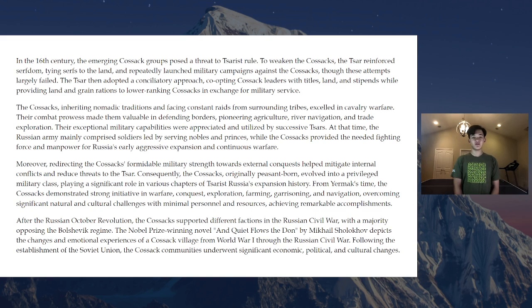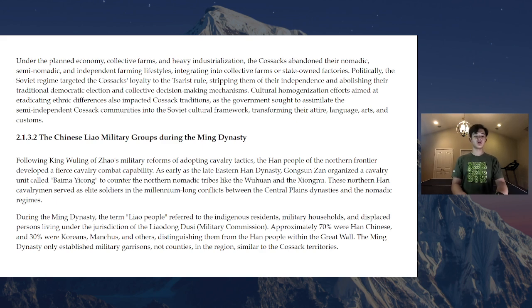Following the establishment of the Soviet Union, the Cossack communities underwent significant economic, political, and cultural changes. Under the planned economy, collective farms and heavy industrialization caused them to abandon their nomadic, semi-nomadic, and independent farming lifestyles. As a result, the Soviet regime also stripped them of their independence and abolished their traditional democratic elections, and their culture was pretty much wiped out by the Soviet cultural framework.